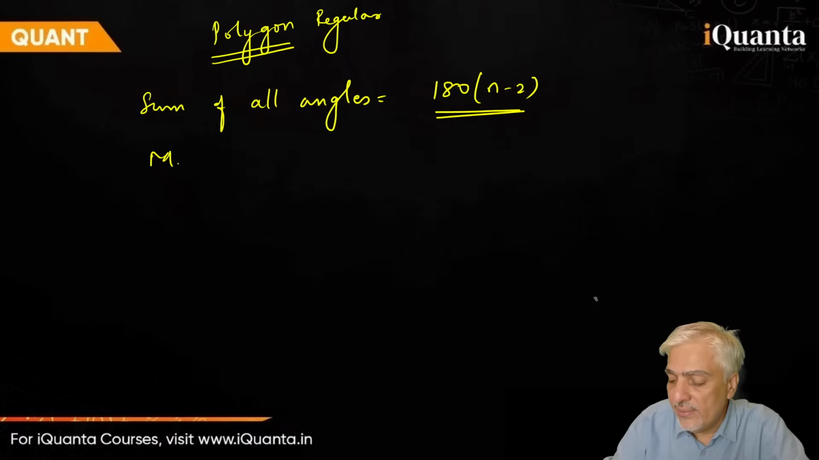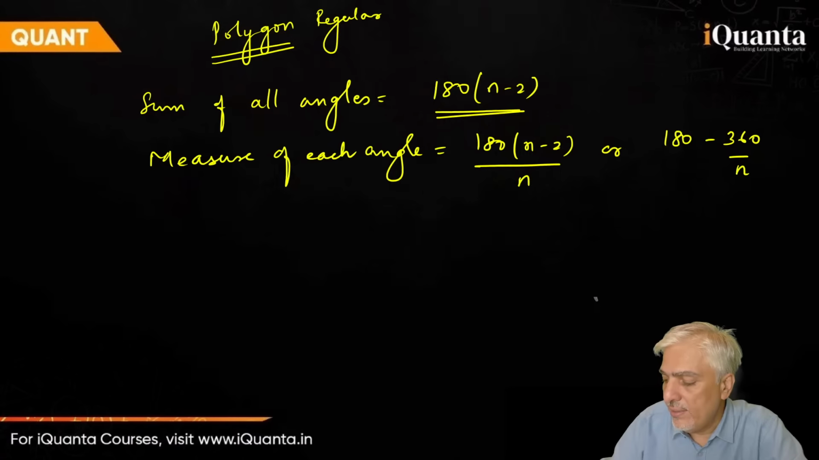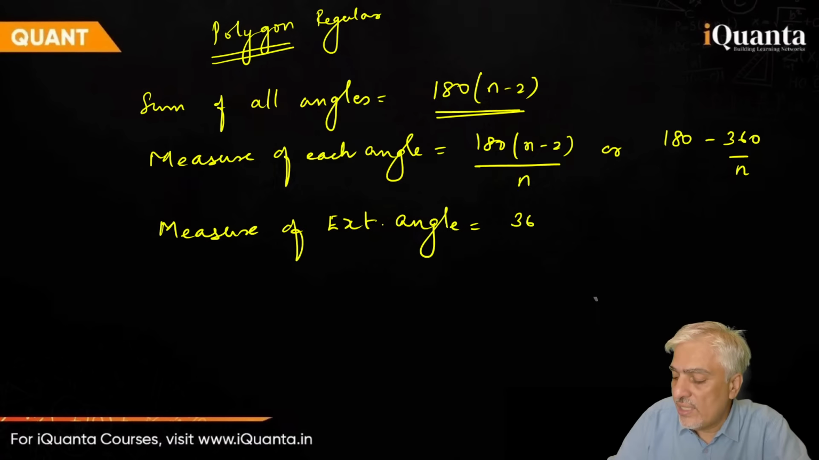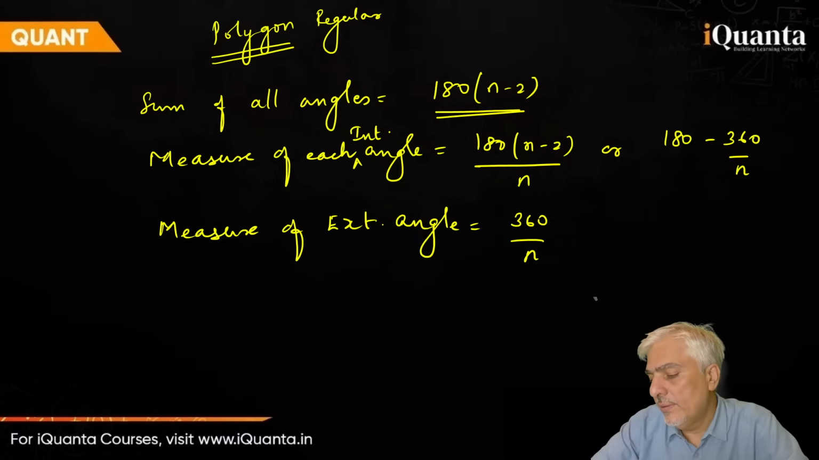And the measure of each angle of a regular polygon is 180 into n minus 2 upon n, or 180 minus 360 upon n, because the measure of the exterior angle is 360 upon n. That is the measure of each interior angle if you want. Right? Are we clear?